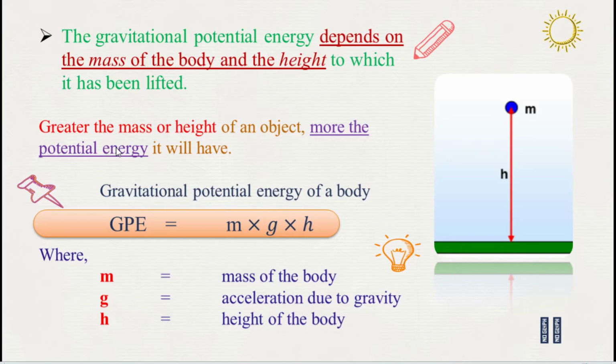Students, next we should know the formula for gravitational potential energy. The formula for gravitational potential energy is the same as when we studied work done against gravitational force. Both formulas are the same. You can see here, gravitational potential energy is equal to mass into gravity into height, mgh, where m is the mass of the body, g is the acceleration due to gravity, and h is the height of the body.